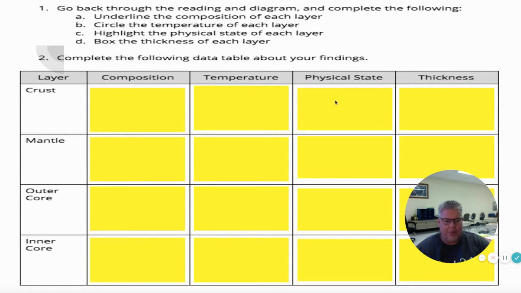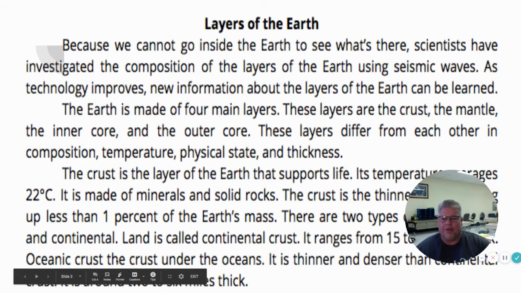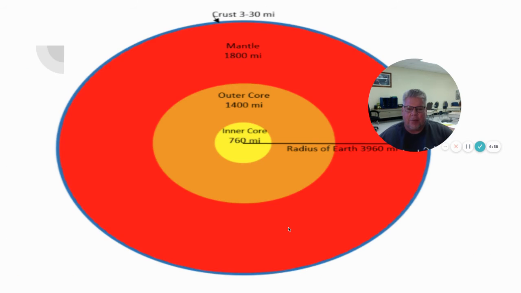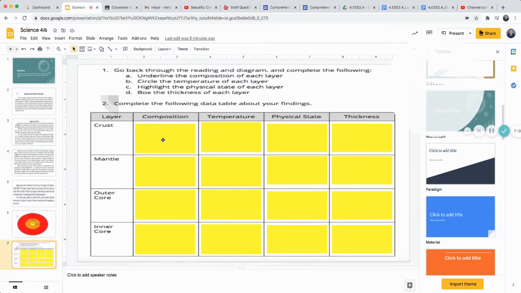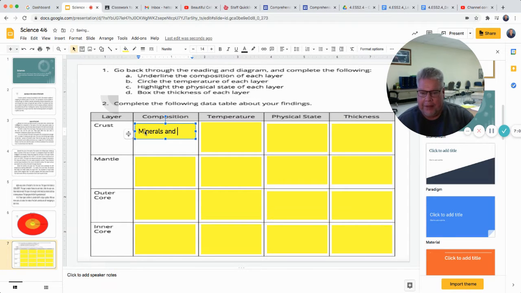Okay, so let's go back to the slide about the crust. The crust is the layer of the Earth that supports life. Its temperature averages 22 degrees Celsius. What it's made of is called the composition. It's made of minerals and solid rocks. So I'm going to go back to my chart. The composition of the crust, I can't type in present mode, I have to go like this, is minerals and solid rock. So that's what you would put there.